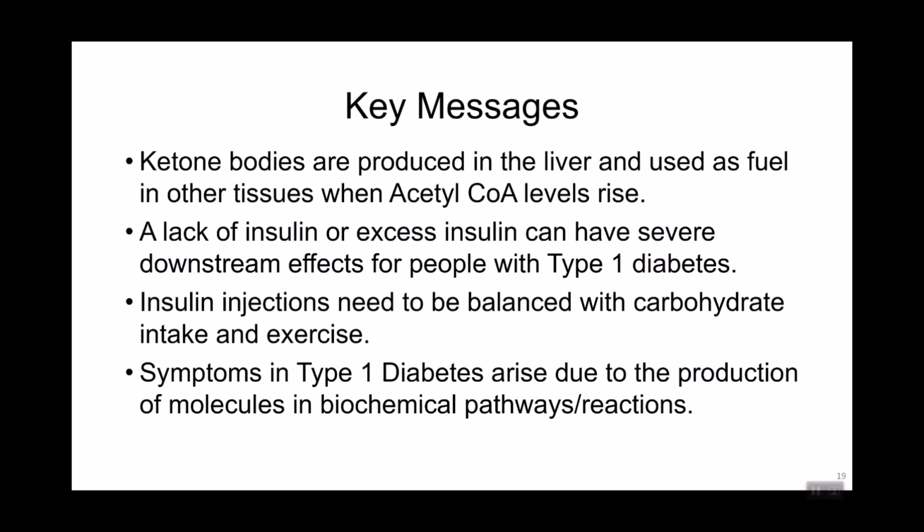So just in summary, ketone bodies are made in the liver in all of our bodies when acetyl-CoA levels rise, so that other tissues can use them for energy. Type 1 diabetes arises due to a lack of the hormone insulin, and people with type 1 diabetes do need to take insulin and balance their injections with how many carbs they're consuming and their metabolic needs when it comes to ATP production and exercise. We can understand the symptoms of type 1 diabetes based on the biochemical molecules that are being made, and if you can understand what's going on at the cellular level, this can help you treat and manage the underlying condition.